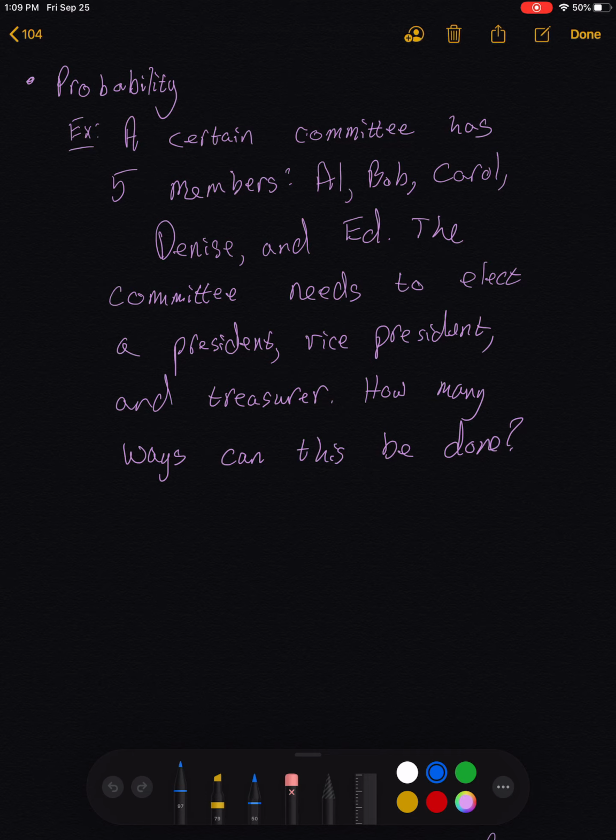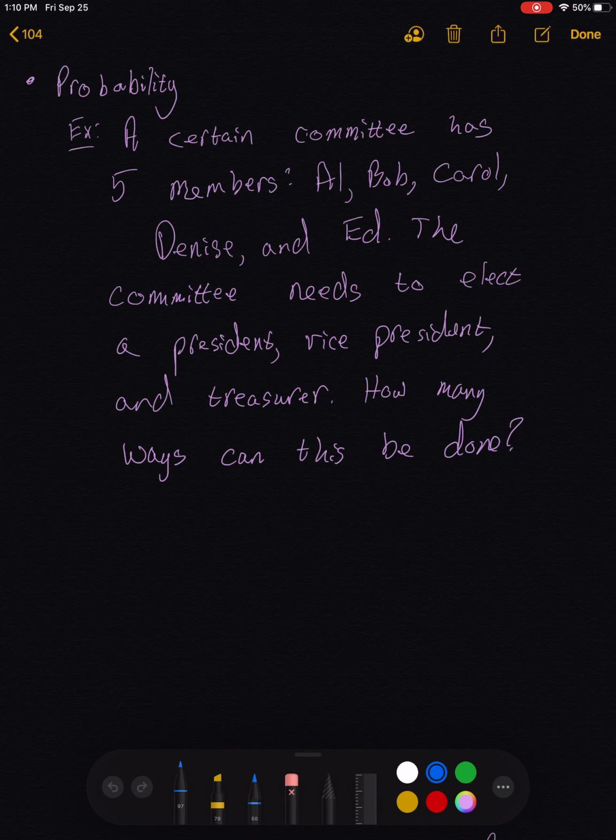Those 5 members are named Al, Bob, Carol, Denise, and Ed. The committee needs to elect a president, a vice president, and a treasurer. The question is, how many ways can this be done? Now, a question phrased like that is going to become very common in this discussion. How many ways can something be done? And that phrasing can be a little misleading.